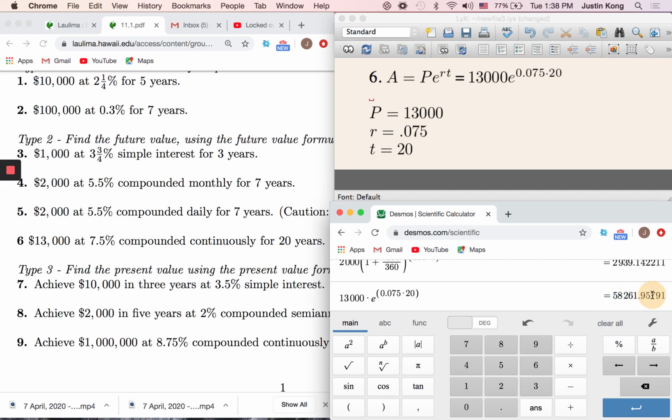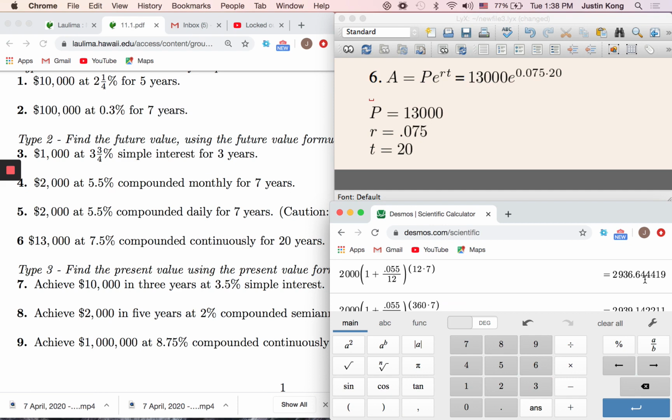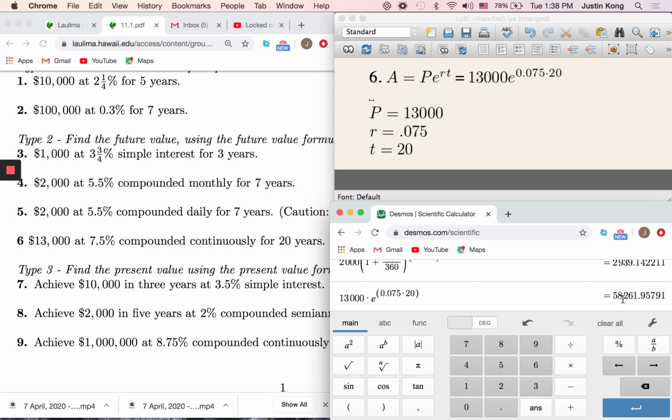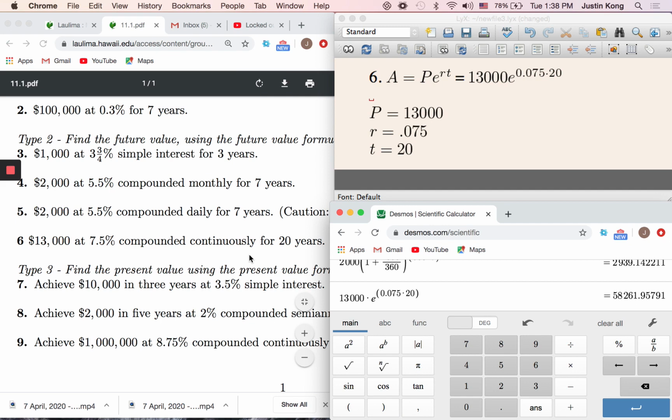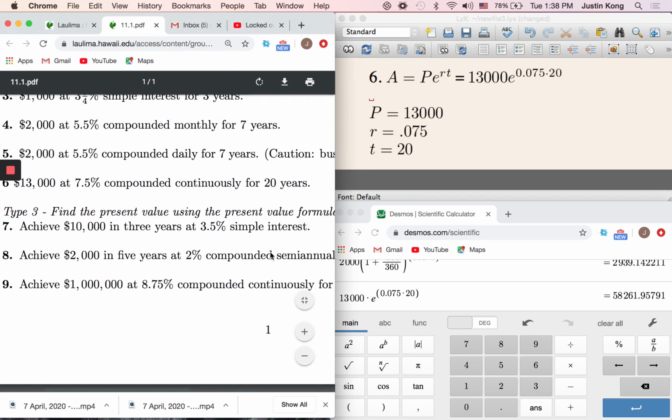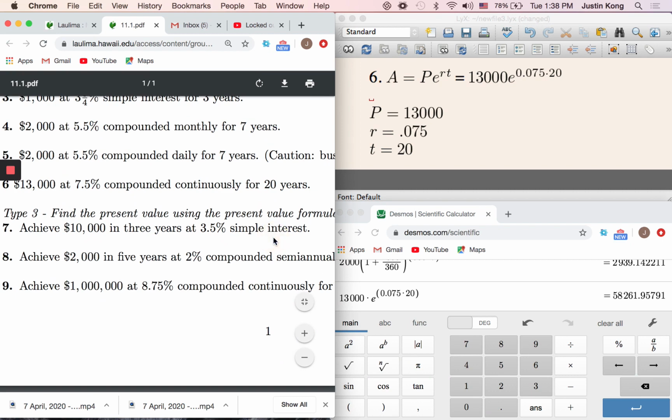$58,261.96. So you always want to round these. By the way, I haven't talked about this, but whenever you answer these, you want to round to the nearest cent, unless it tells you dollars, then you round to the nearest dollar. So this one we just did would be $58,261.96. Okay, that's number 6. All right, only 3 more to go. Okay, so number 7.